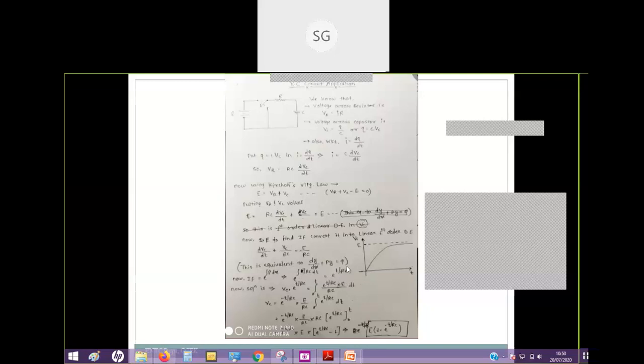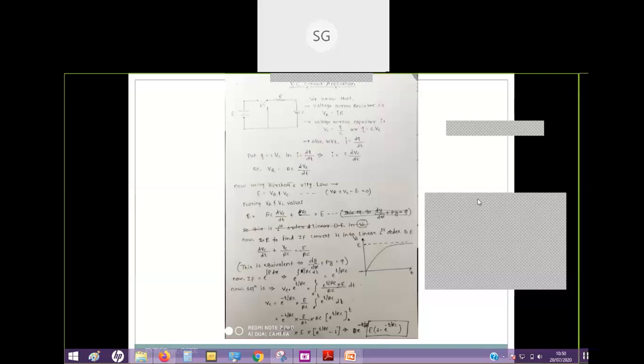E raised to, very simple step is this. Okay, e raised to t by RC. Now the solution is, we know what the solution is. In general, for the equation dy/dx + Py = Q, the solution is y into IF equal to the integration of Q into IF with respect to x, that is dx, plus c.